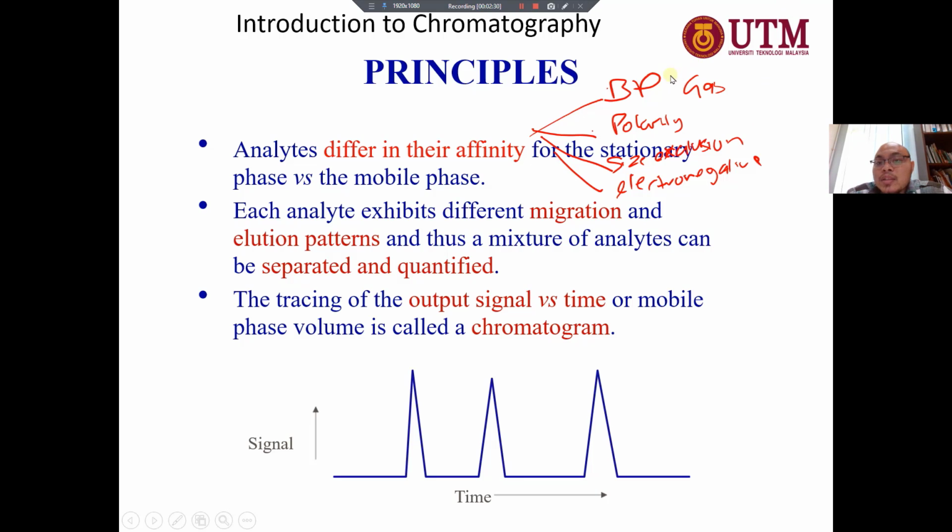For example, for the boiling point, the analyte that has the lowest boiling point will elute earlier compared to the analyte that has a higher boiling point. The analyte that has a lower boiling point can be easily volatilized, and then will easily flow with the gas mobile phase. That is an example.